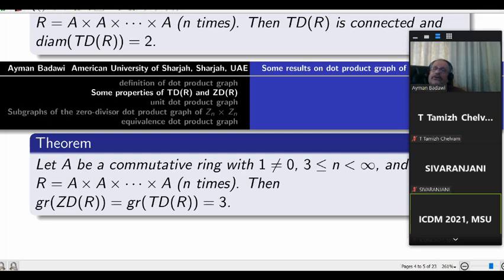The girth is the minimum number of edges you use in order to form a cycle. And a cycle, as all of us know, is when you start from a vertex, you go around and you come back to the same initial vertex.